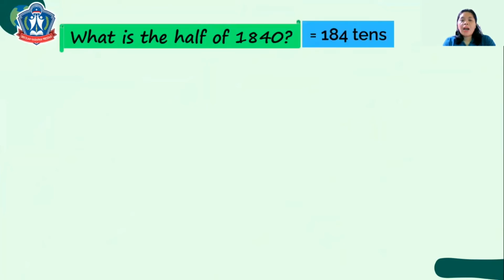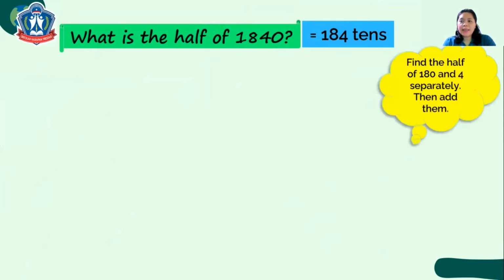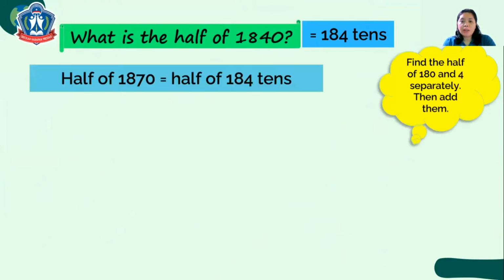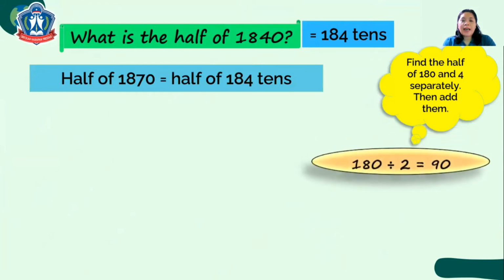1,840? 1,840 is equal to 184 tenths. So let's find the half of 184 tenths. So let's find the half first of 180 and 4 separately. So what is the half of 180? That is 90. So we say 90 tenths.